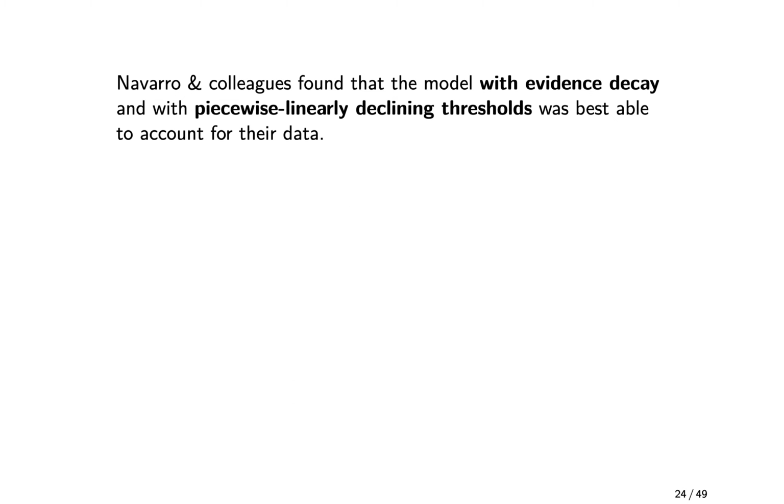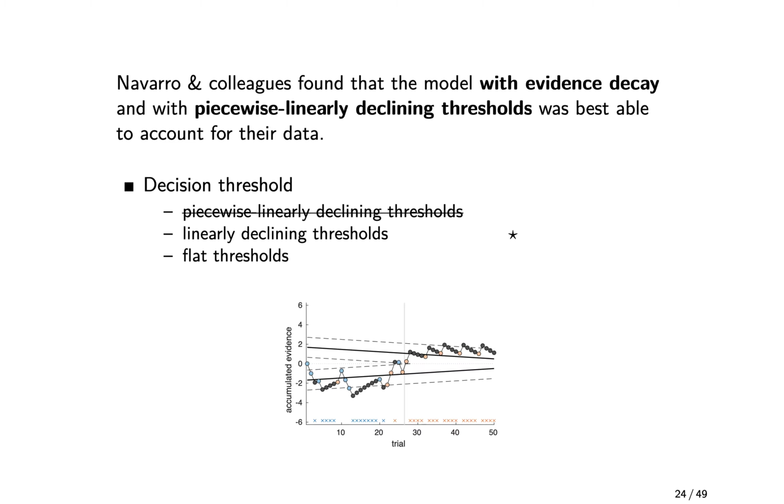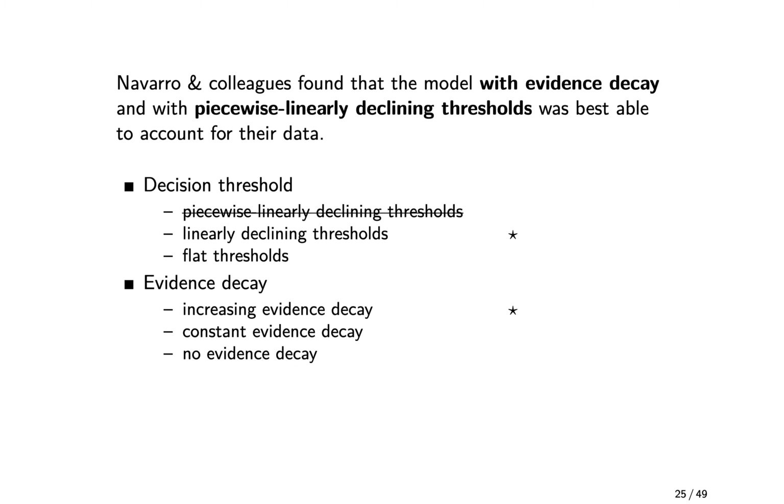So Navarro and colleagues found that the model with evidence decay and with piecewise linearly declining thresholds was best able to account for their data. However, we found that the piecewise linearly declining thresholds required a parameter that was unrecoverable and pathological in the Stan implementation, so we included a new version of the model with just linearly declining thresholds. We also include models with and without evidence decay, and another new extension where evidence decay is allowed to increase over time.